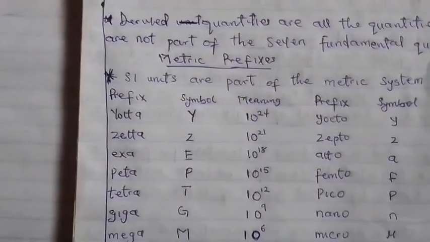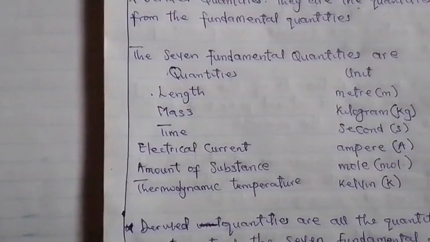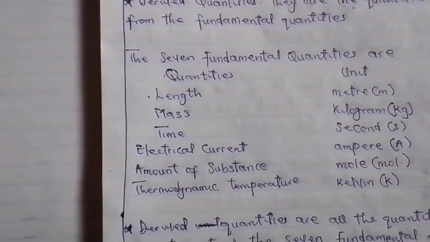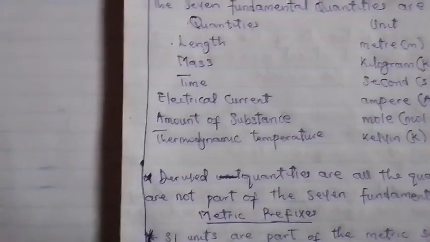So we look at all these prefixes and then we relate them to the base unit. The base units for all the fundamental quantities have been given here. So whatever prefix we look at, we relate it to the base unit because we still have to convert to the standard unit, which is the base unit.